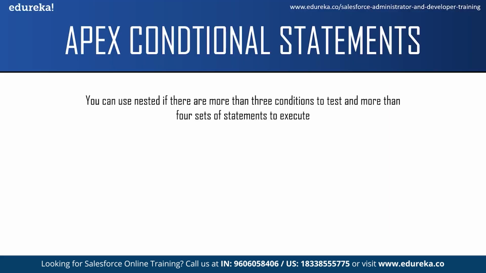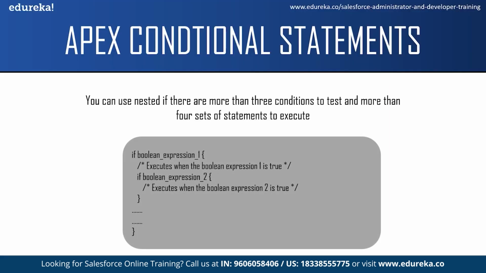So now let us see the next conditional statement, which is nested if. You can use nested if when there are more than 3 conditions to test and more than 4 sets of statements to execute. This is the syntax for the nested if statement. It checks for the first condition, and if the condition is true, the first set of statements is executed. Next, it checks for the second condition and so on. So these were some of the conditional statements in Apex.